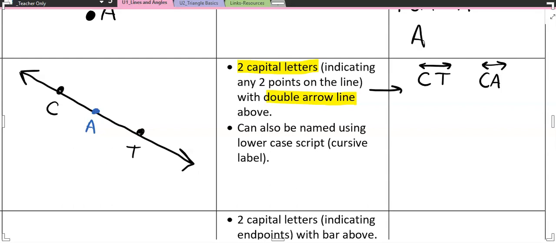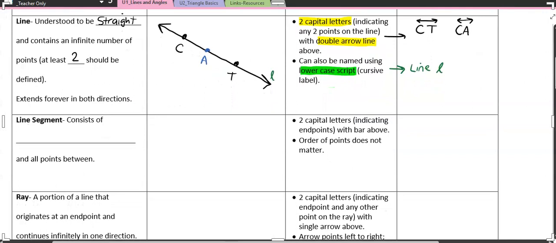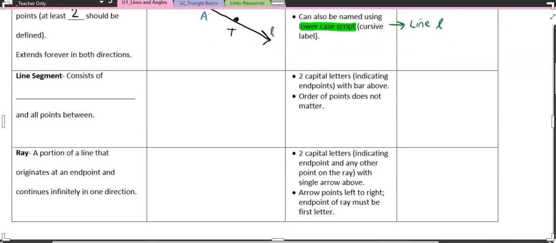A less common way to label lines is actually using a lowercase script if no points are defined, or a different way to draw it. So for example, sometimes you may see a letter down here at the bottom in cursive, either an L, an M, or an N. And in this situation, when we use that alternate naming strategy, we would call this line L. Less common, but it's something you need to be familiar with. Now, lines go on infinitely and they extend forever in both directions, as the definition states here.